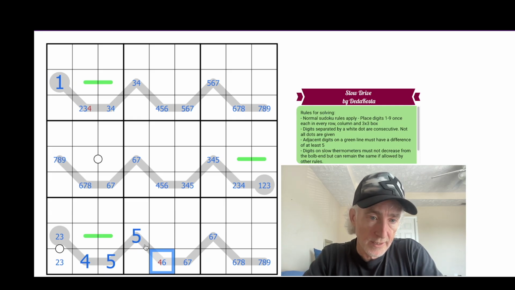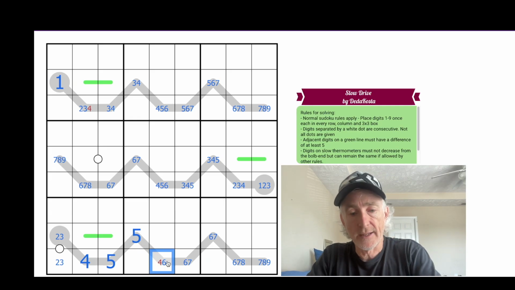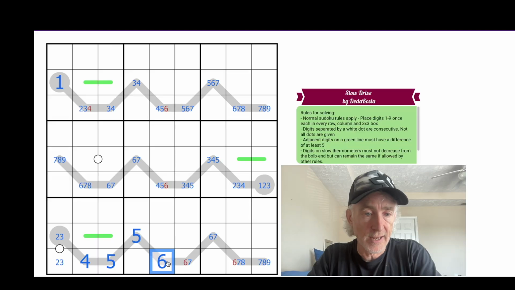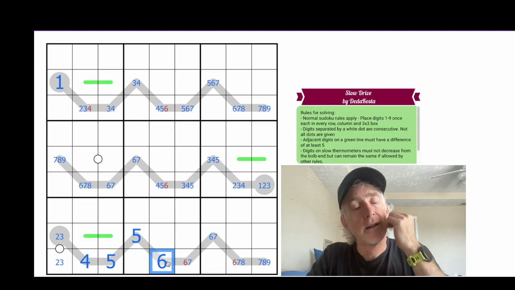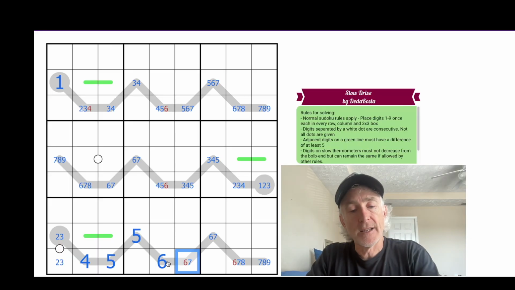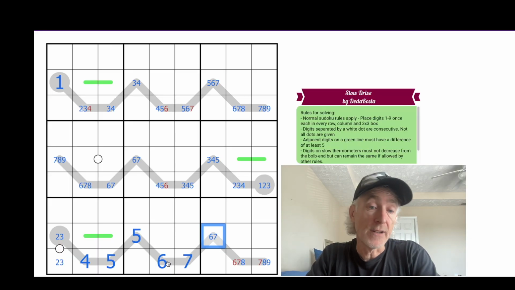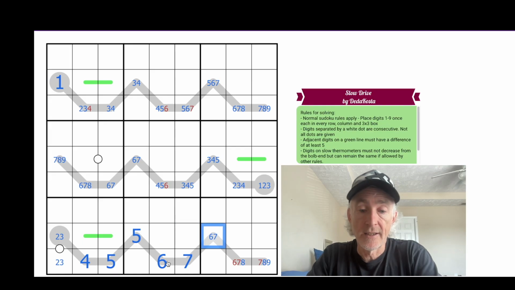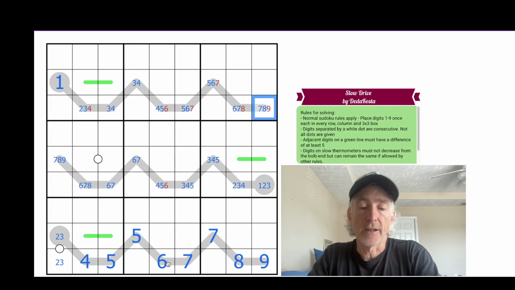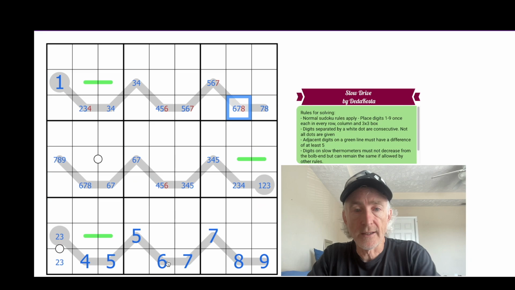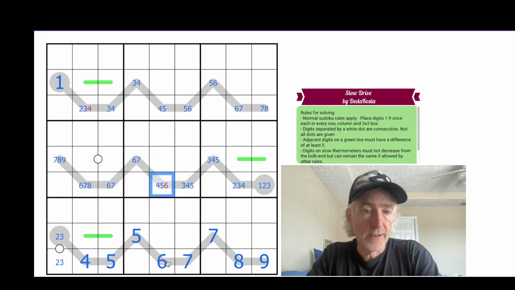And actually, this has to be 6. I could have actually seen that anyway. The 5 would have forced this to be a 6. And then this is 7. 7 has to go to 7 here. The only options are 6 and 7. It can't go down to 6. So it can stay as 7. This is 8. This is 9. Okay, so let's just go around and clean this up after placing those digits.